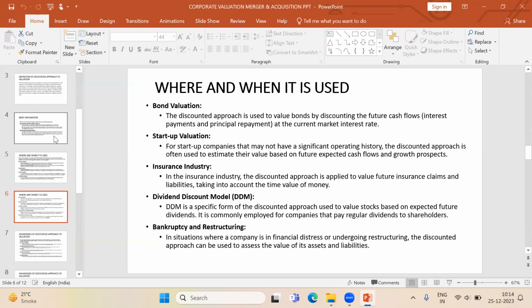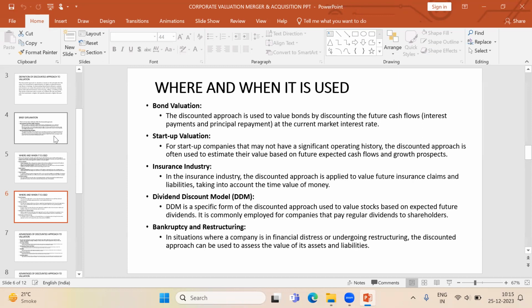Bond valuation. The discounted approach is used to value bonds by discounting the future cash flows, interest payments, and principal payments at the current market interest rate. Startup valuation. For startup companies that may not have a significant operating history, the discounted approach is often used to estimate their value based on future expected cash flows and growth prospects. Insurance industry. In the insurance industry, the discounted approach is applied to value future insurance claims and liabilities, taking into account the time value of money.